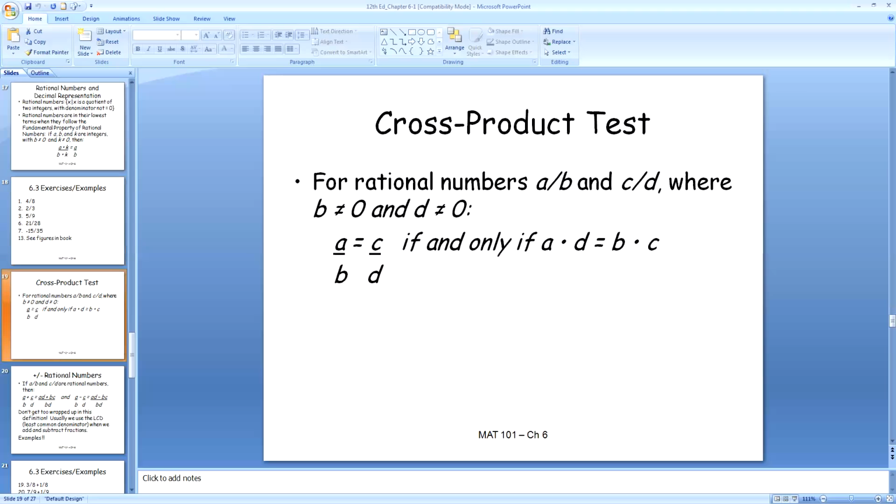If you have rational numbers, A divided by B and C divided by D, remember the denominator cannot be 0. A divided by B equals C divided by D if and only if A times D equals B times C. So let's look at this momentarily here.